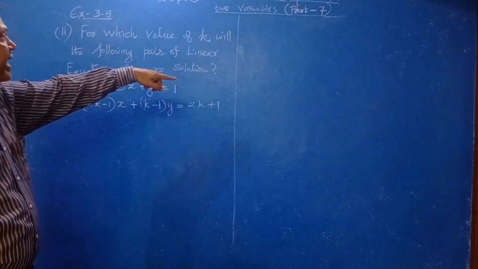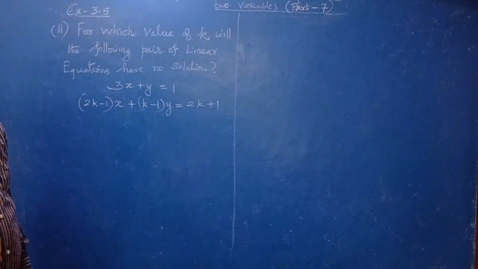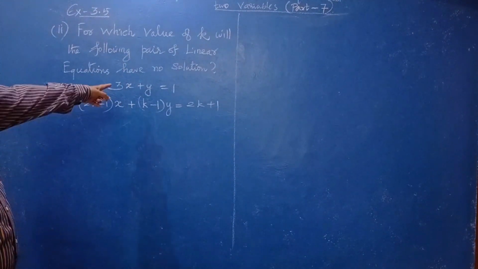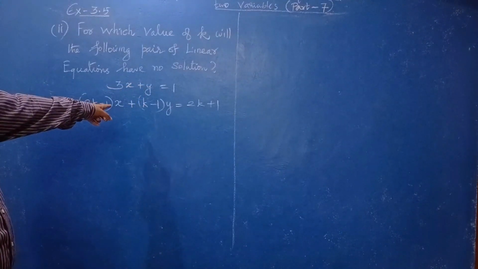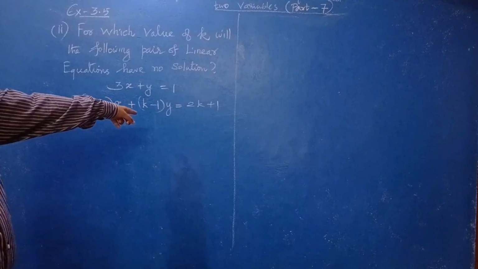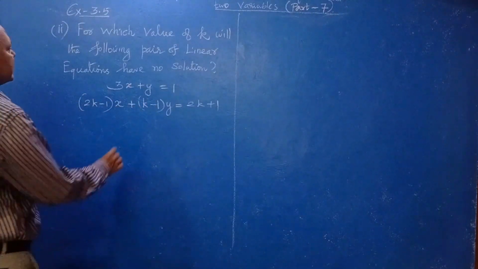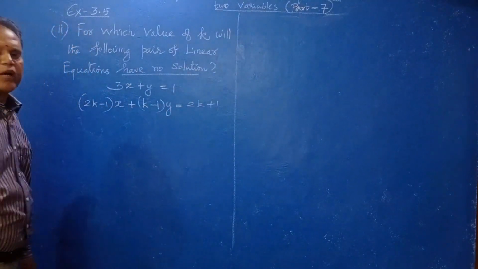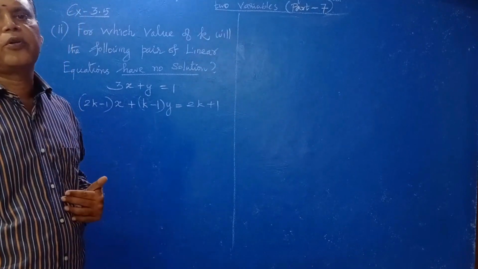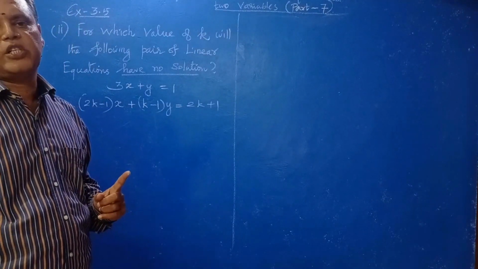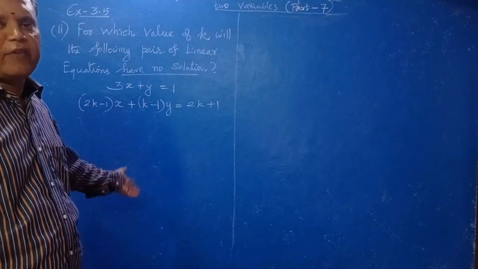For which value of k will the following pair of linear equations have no solution? Have no solution. The equations are given: 3x plus y equal to 1 and (2k minus 1)x plus (k minus 1)y equal to 2k plus 1. Here the condition is given, have no solution. So what is the condition for no solution? a1 by a2 equal to b1 by b2 not equal to c1 by c2. That is the condition. Using that condition, we can easily find the value of k.